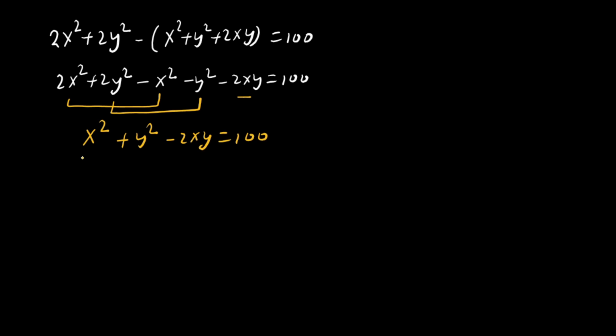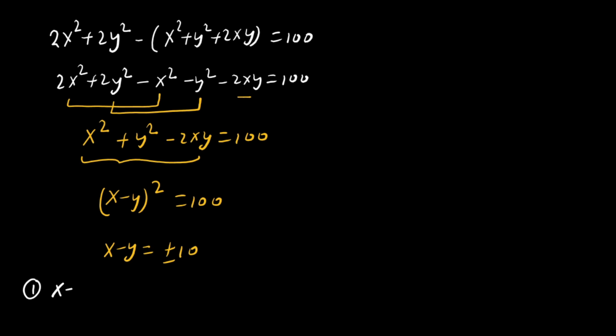100. In the left hand side, x square plus y square minus 2 times xy is x minus y whole square, and this is equal to 100. Here we can say x minus y is equal to plus or minus 10. We have two cases. The first case is x minus y is equal to 10, and the second case is x minus y is equal to minus 10. Now first we take the first case.